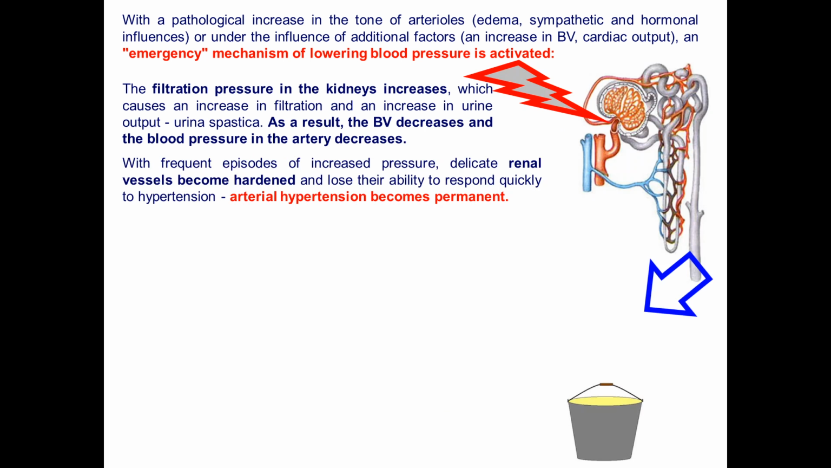With a pathological increase in the tone of the arterioles, for example in edema, under sympathetic and hormonal influences, or under the influence of additional factors, for example increasing blood volume, an emergency mechanism for lowering blood pressure is activated. This mechanism is activated in the kidney, and filtration pressure in the kidney increases, which causes an increase in filtration and in urine output. As a result, blood volume decreases and blood pressure in the arteries decreases. With frequent episodes of increased pressure, delicate renal vessels become hardened and lose their ability to respond quickly to hypertension, and arterial hypertension becomes permanent.